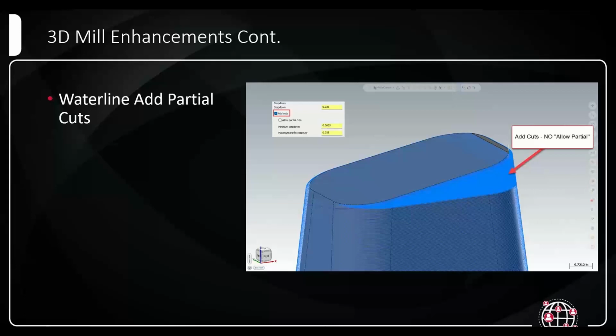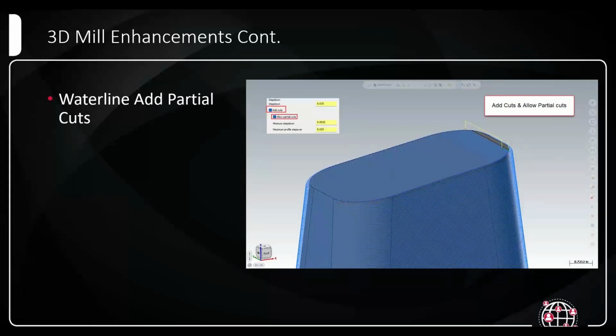Now in 2024, there's another checkbox in add cuts called allow partial cuts. And you can see this is kind of the best of both. It's identifying the XY step over on the shallow sections, but it's not being applied across the entire part. So now the walls have that consistent step down that I was looking for, but the shallow section is going to be much, much finer.